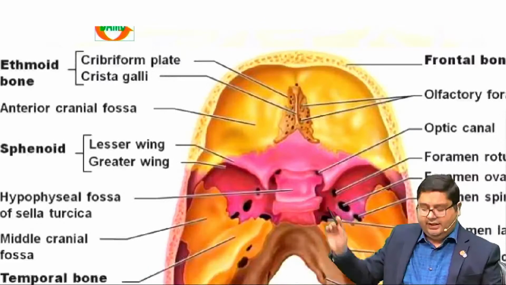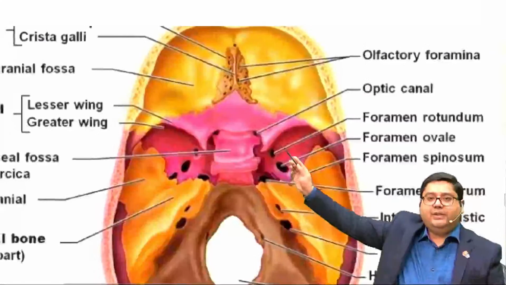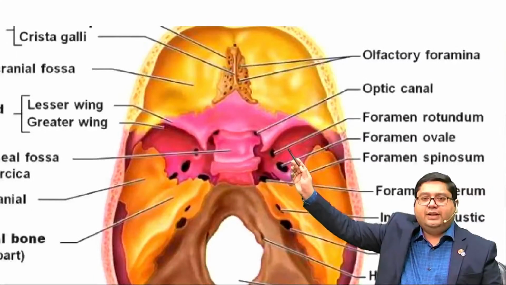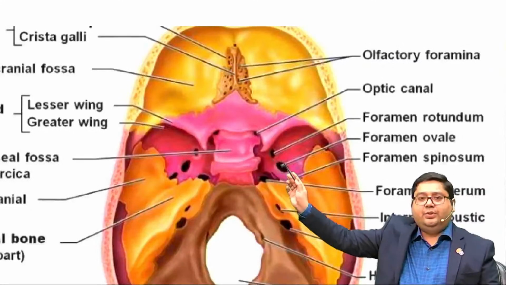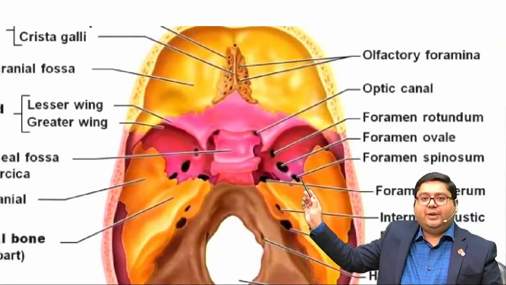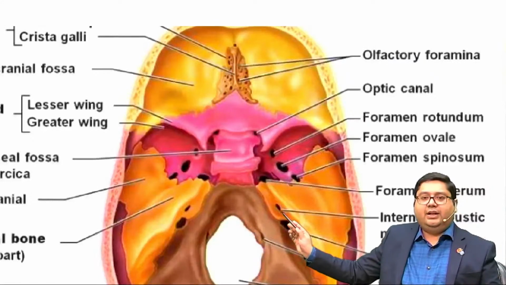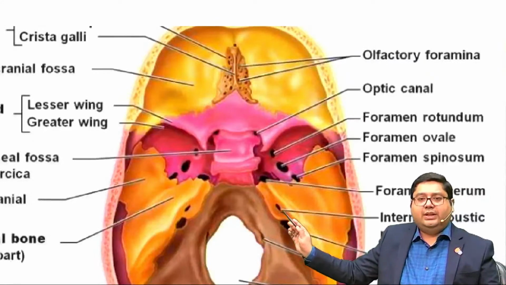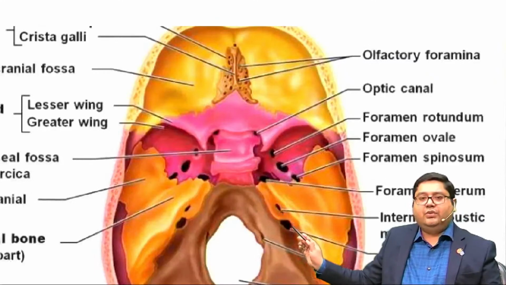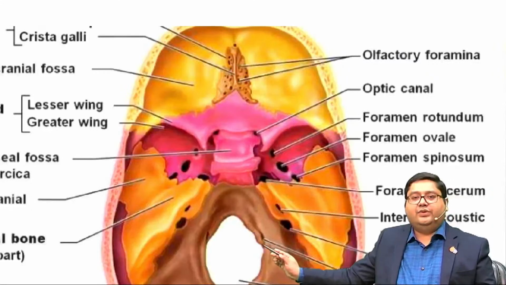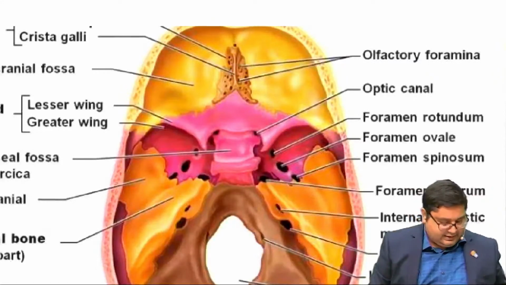Okay. And here we have the fissure. Who will be passing through the fissure? 3rd, 4th, 6th, and V1 fibers. Foramen rotundum V2. Foramen ovale V3. Foramen spinosum, nervus spinosum. Then on the petrous part, we have the internal acoustic meatus for the 7th nerve, 8th nerve, jugular foramen, 9th, 10th, 11th nerve, and the hypoglossal canal for the 12th nerve. Making sense?